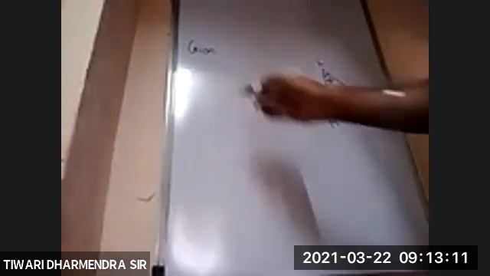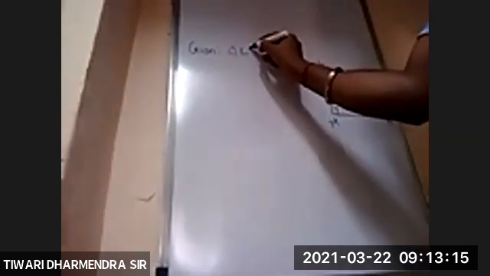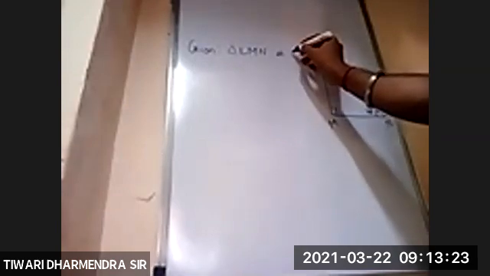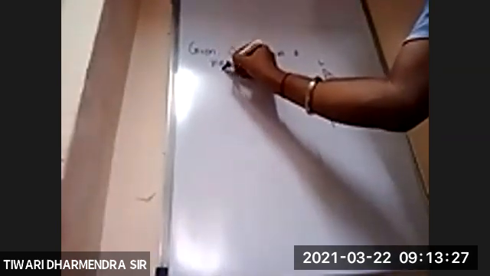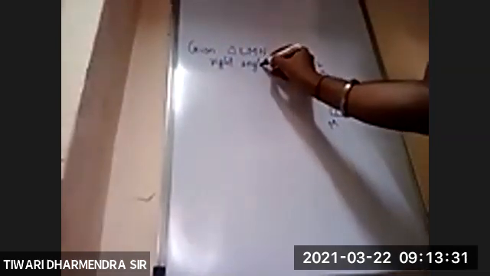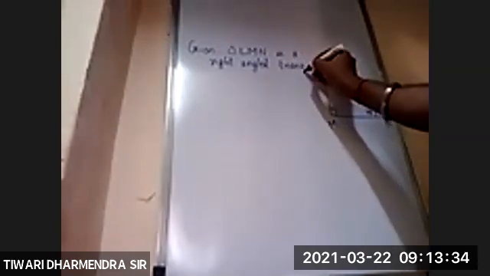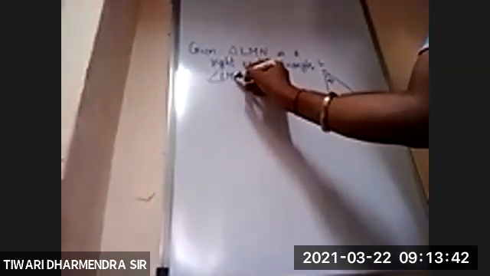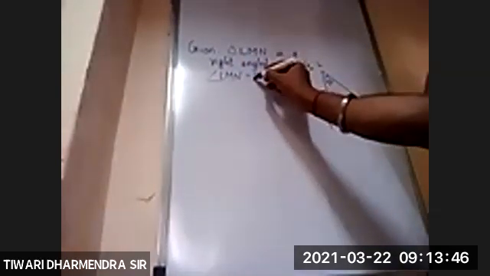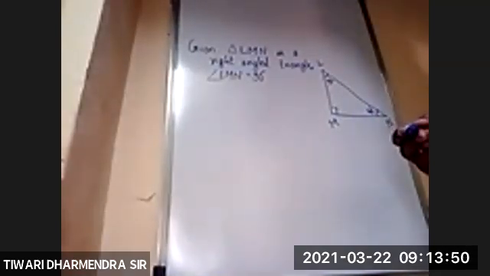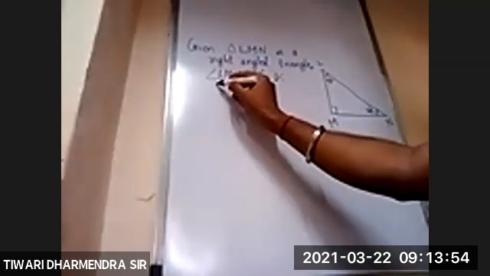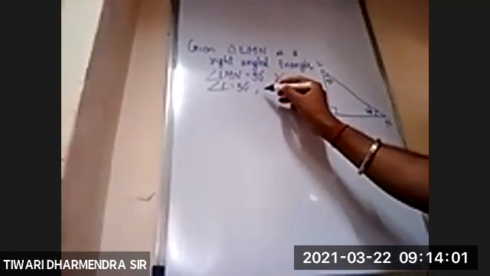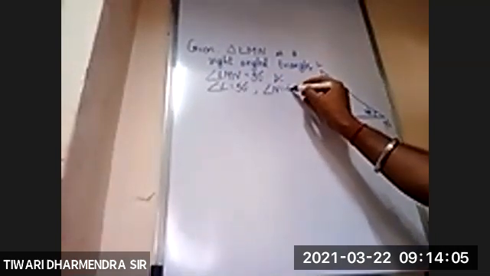So given part: triangle LMN is a right angle triangle with the condition that angle LMN is equal to 90 degree, and angle L is equal to what? 50 degree. Angle N is equal to 40 degree.